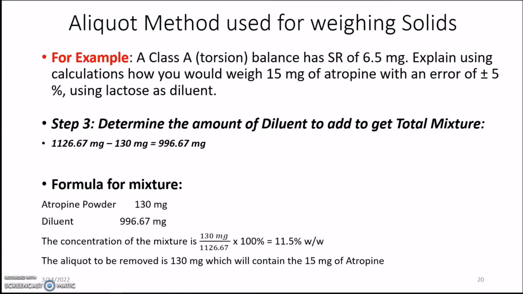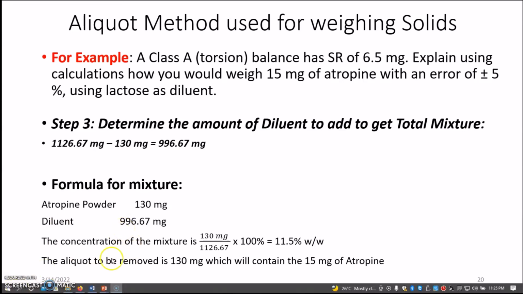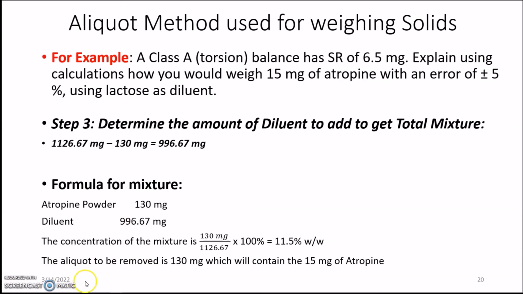But that doesn't mean anything to us unless we determine what proportion of this mixture will contain the 15 milligrams of atropine that we want. We want this 15 milligrams. So we can't weigh 15 milligrams because the scale can only weigh 130 milligrams at least. So therefore, we weigh more than we want to make a concentrated mixture. And from that concentrated mixture, we decide how much of that will contain 15 milligrams. We had already established that the amount of aliquot will be 130.